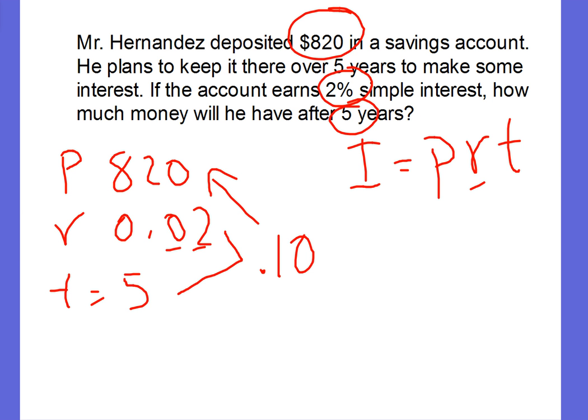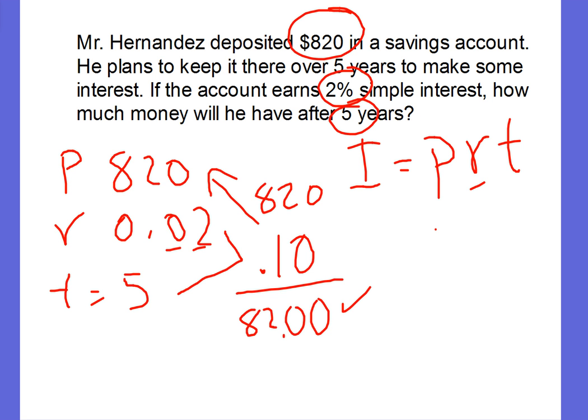So 820 times 0.10 is the same, and I can do this mentally, but if you do not know how to do it mentally, it's okay. See, 2 zeros, and 1 times 82 is 82, and there's 2 behind the decimal point, so the decimal point will go here. That means that $82 is what this person would earn in interest over 5 years.